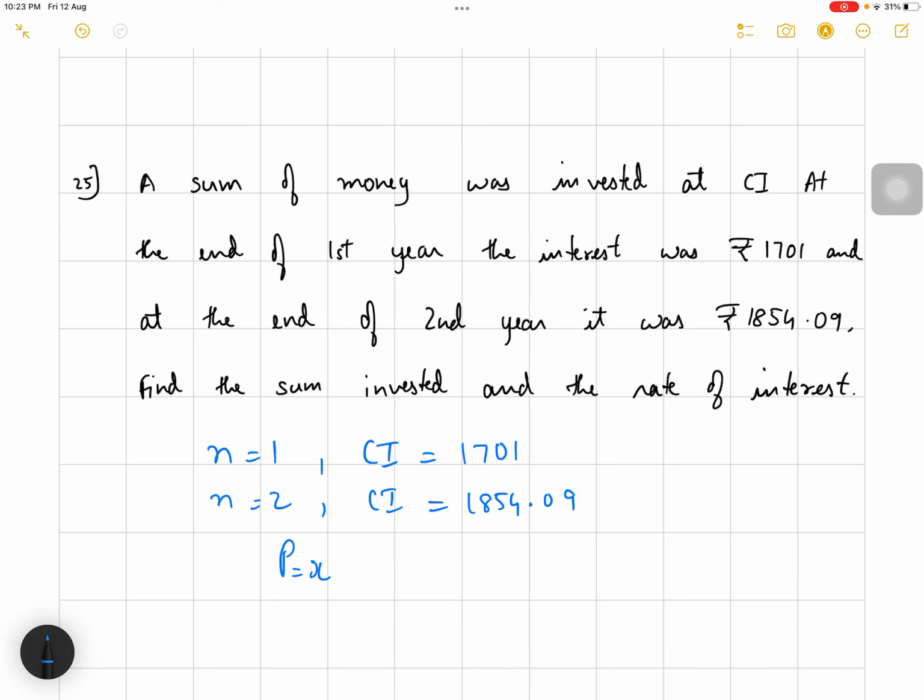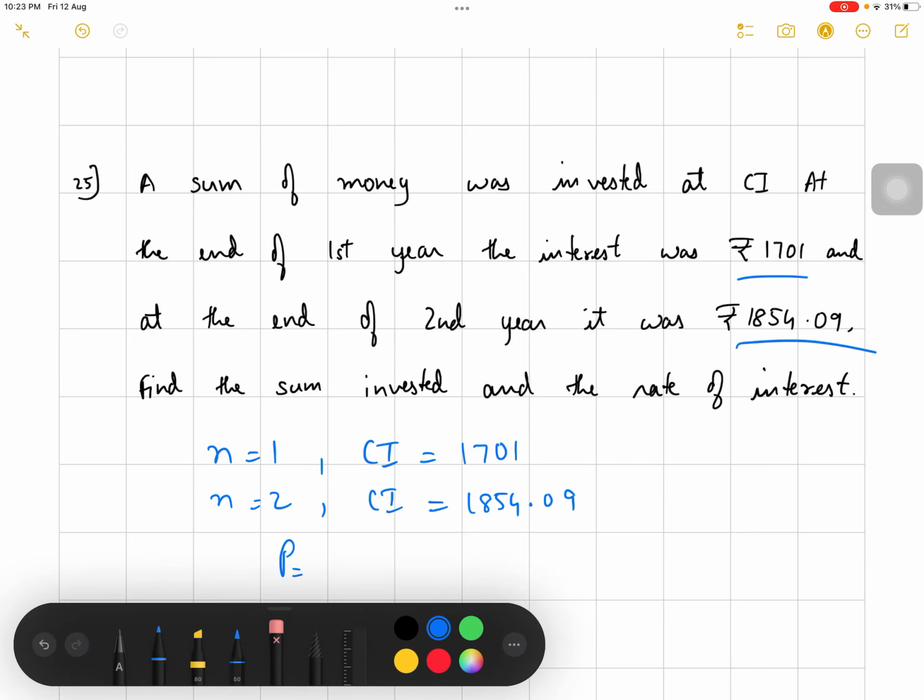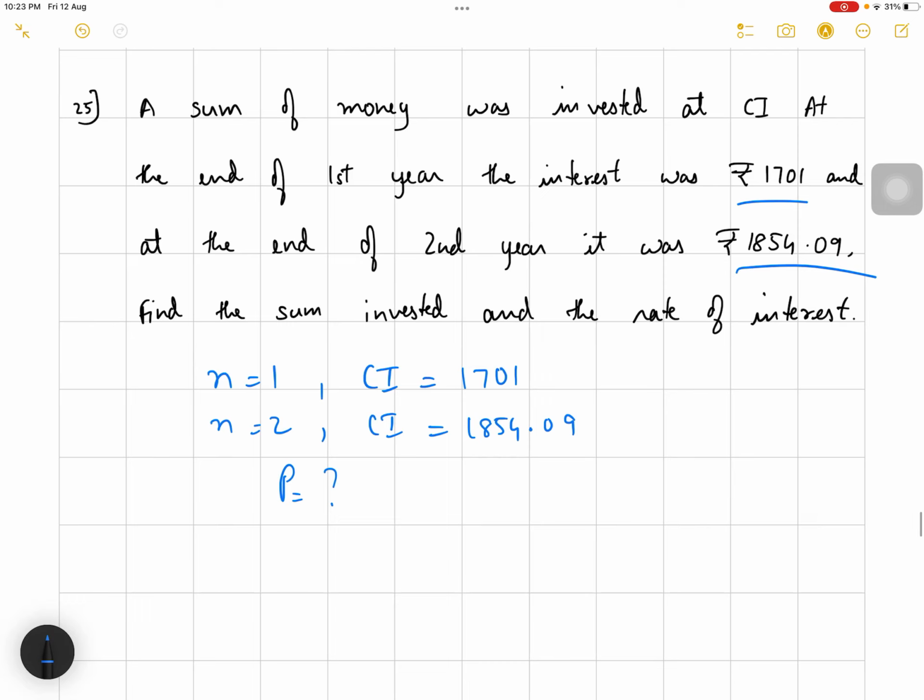A sum of money was invested at compound interest. At the end of the first year, the interest is this much, and at the end of the second year, the interest was this much. Find the sum invested and the rate of interest. So principal you don't know, right? Let that be X. You don't know P, and you don't know R, the rate of interest, either.